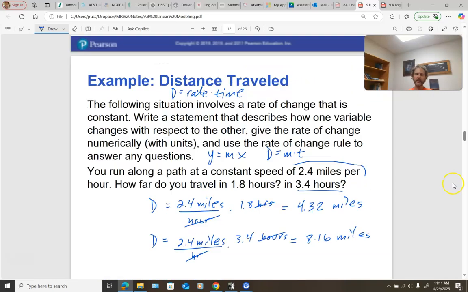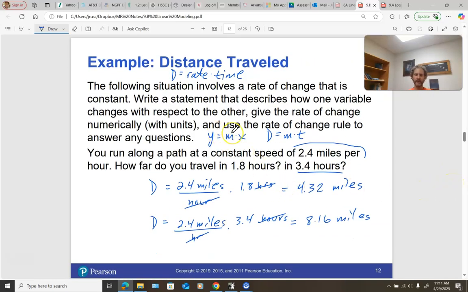Now think about this. We're going to add one extra component to this. What if we were trying to see the total distance traveled, given that we had already traveled a certain distance? So let's say we'd already traveled 5 miles, and then we want to see what our total distance is if we travel 1.8 more hours, okay, or 3.4 more hours.